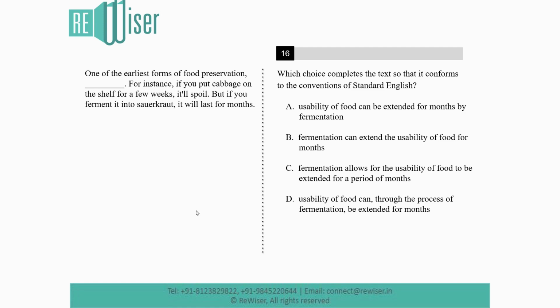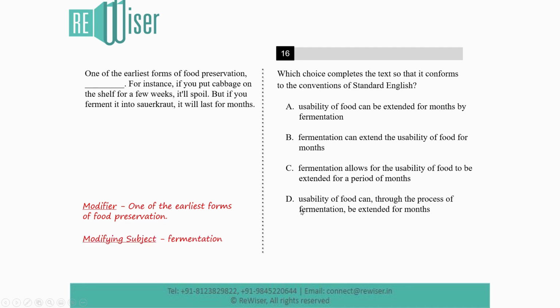How will you solve this question? If you look at the beginning of the sentence, you can see a phrase here, one of the earliest forms of food preservation. That is going to be our modifier. Now we have to ask ourselves, what should this modify? What it has to modify should be placed immediately after the modifier. So what is one of the earliest forms of food preservation? It should obviously be fermentation.